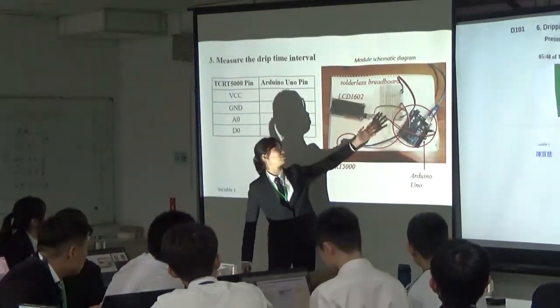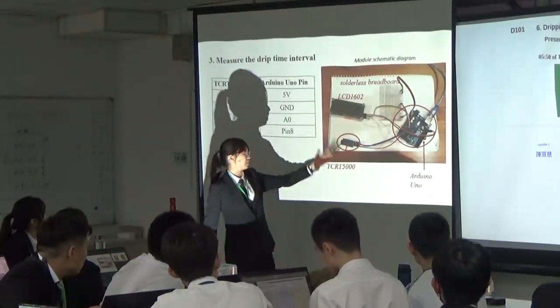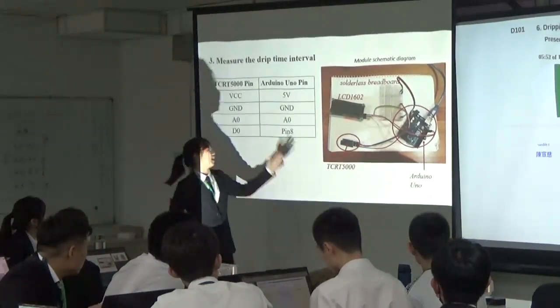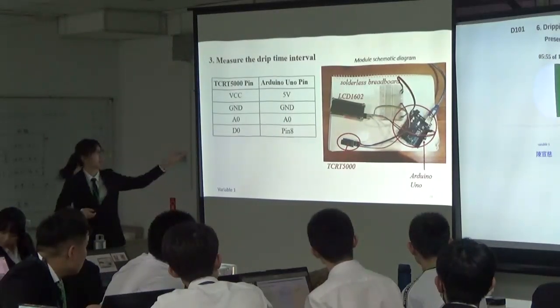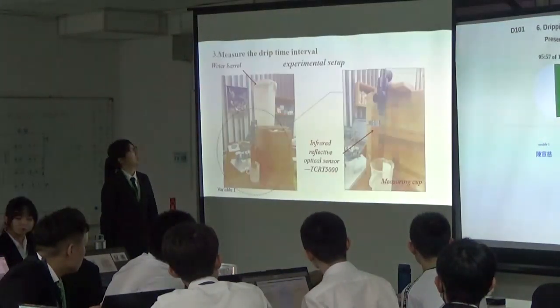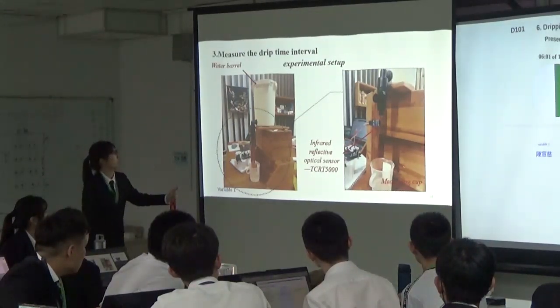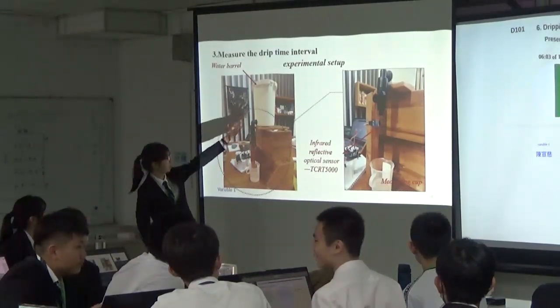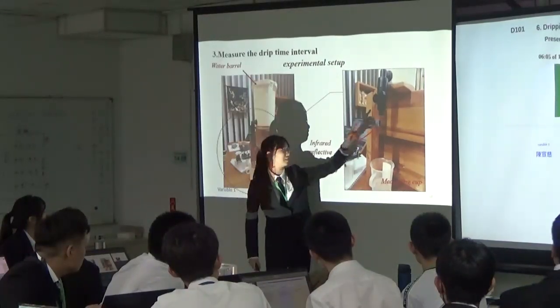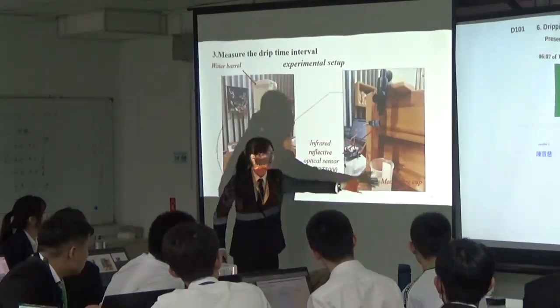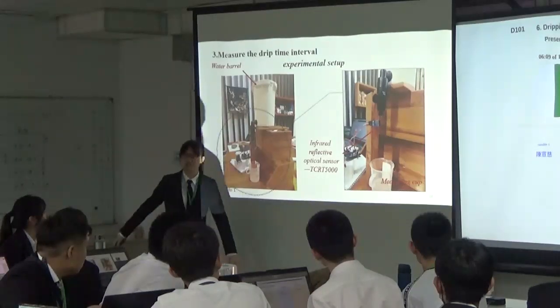So here is our model schematic diagram. This is the breadboard, this is the displayer, this is the sensor, and this is the Arduino Uno. And here's the detailed pin layout of our Arduino Uno and the sensor. And this is our experimental setup for the drip time interval. This is our water barrel, and this is the faucet. The sensor is right under the faucet, and the measuring cup is also under the faucet.